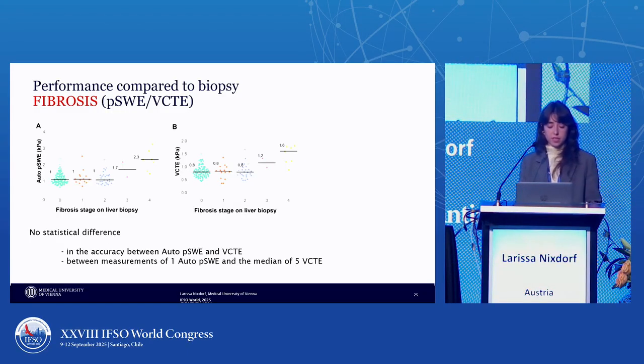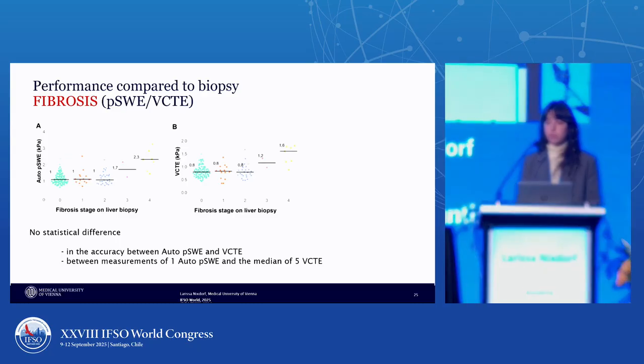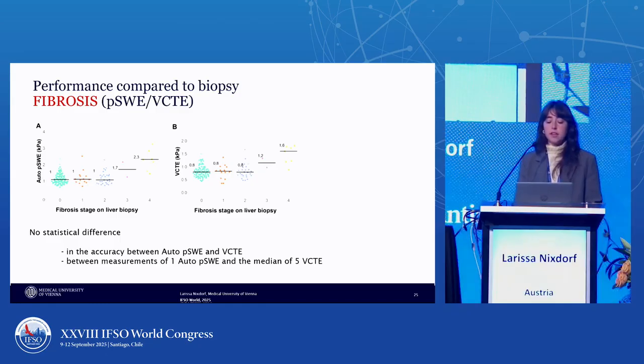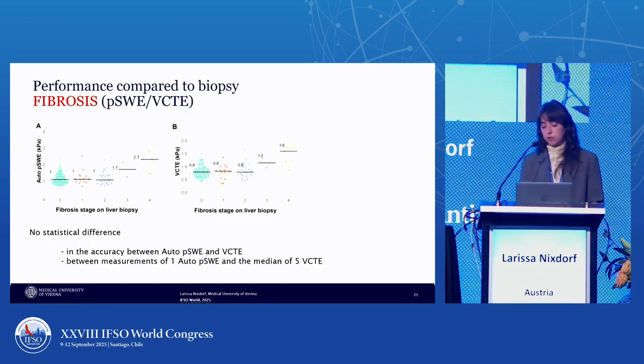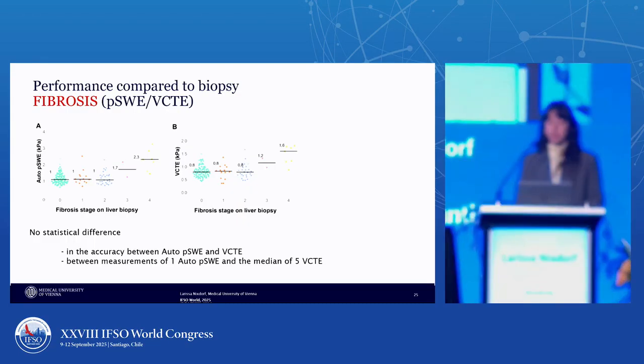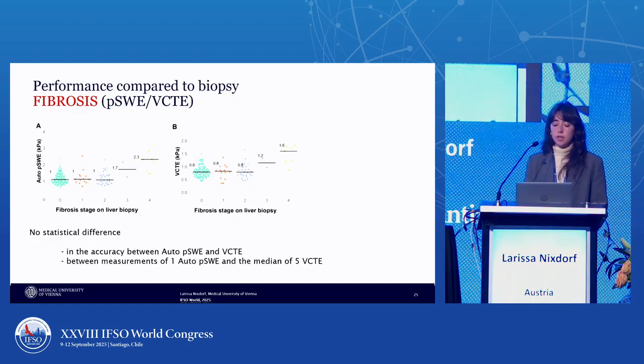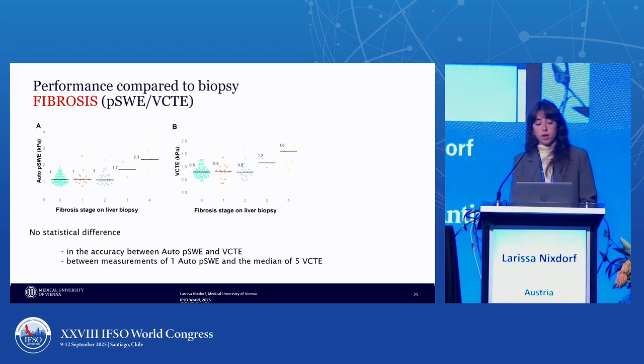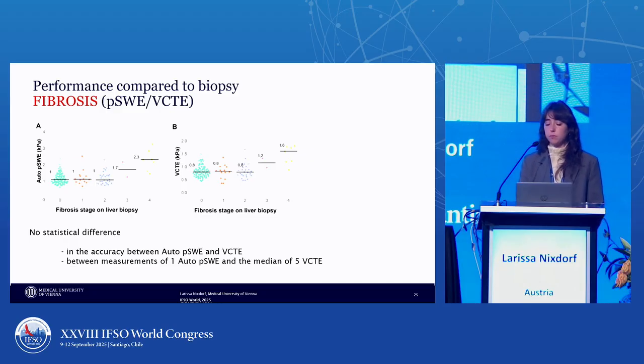Now we take a look at the performance of it in the fibrosis assessment. On the left side, you see the point shear wave elastography compared to the liver biopsy. And on the right side, the vibration-controlled transient elastography compared to the biopsy. We did not find any statistical difference between the point shear wave elastography and the vibration-controlled transient elastography. And more importantly, one measurement of the point shear wave was equal to 5 measurements of the vibration-controlled transient elastography.